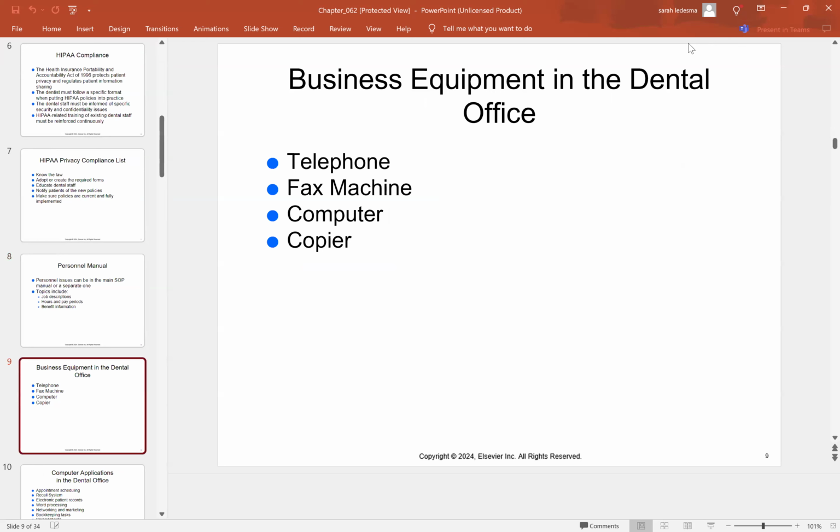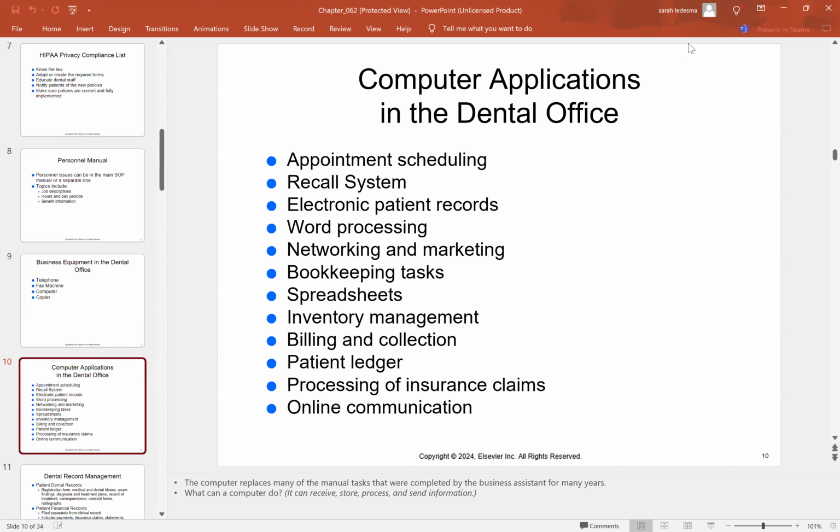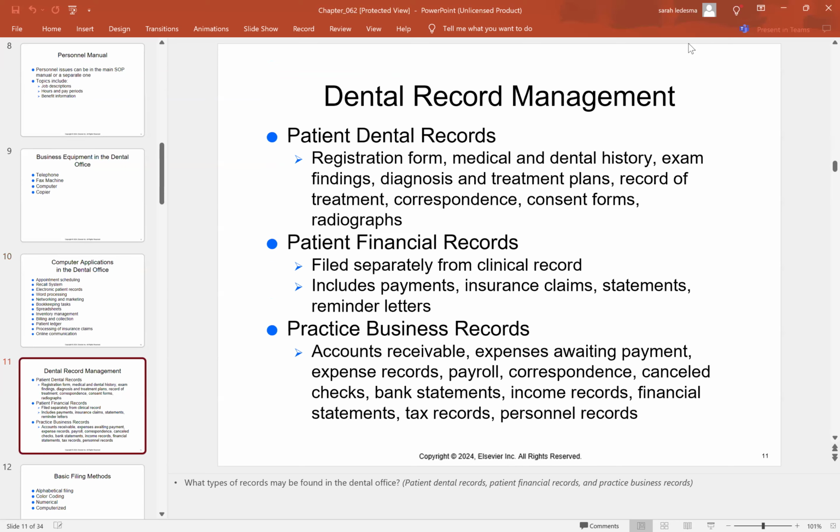Some of the business equipment you might see in the dental office could include the telephone, fax machine, computer, and a copier. Computer applications in the dental office could include appointment scheduling, a recall system, electronic patient records, word processing, networking and marketing, bookkeeping tasks, spreadsheets, inventory management, billing and collection, patient ledger, processing of insurance claims, and online communication.